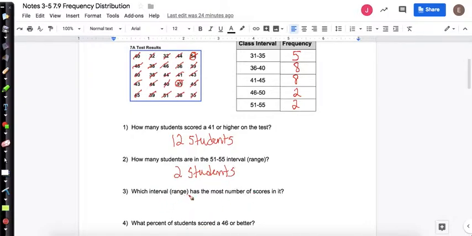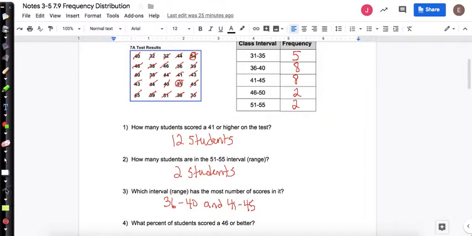Okay, number 3, which interval range has the most number of scores in it? So look, I have 5, 8, 8, 2, and 2. It's these two right here. So I'm going to write 36 to 40 and 41 to 45. Okay, now we're going to look at the chart, and then I'm going to move it down so I can show you what percent of students scored a 46 or better. So if you look here, 46 or better is going to be this interval, and this one is also 46 or better. So 2 plus 2 is 4.